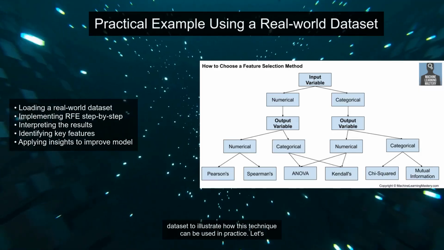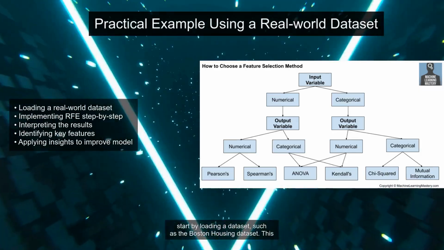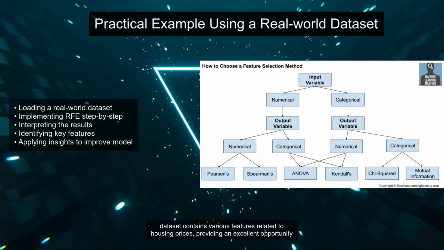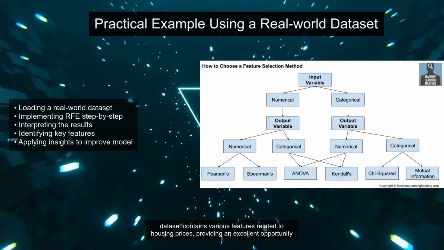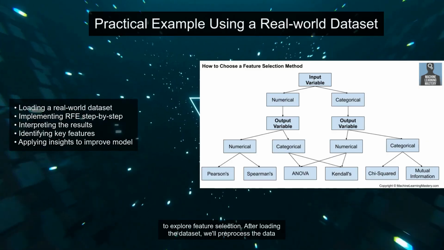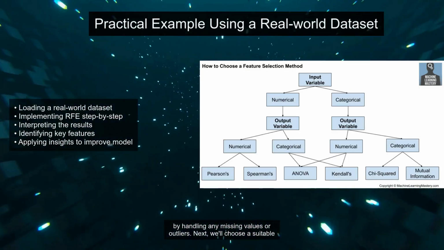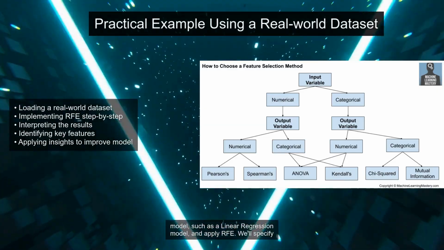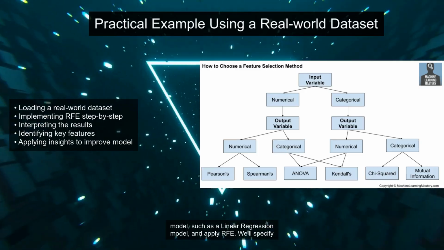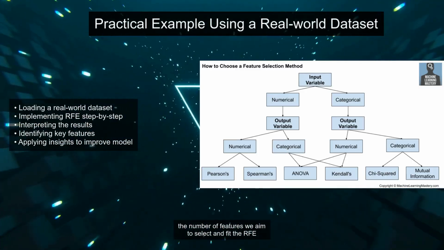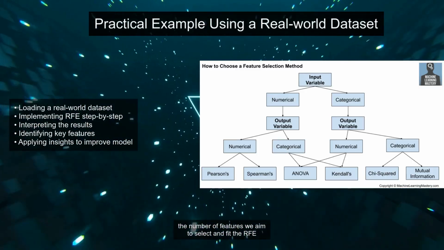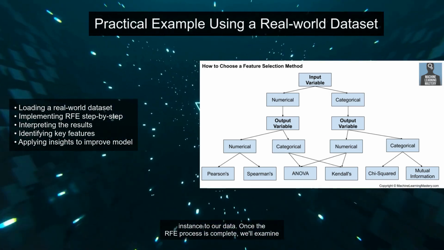In this section, we will apply recursive feature elimination to a real-world dataset to illustrate how this technique can be used in practice. Let's start by loading a dataset, such as the Boston housing dataset. This dataset contains various features related to housing prices, providing an excellent opportunity to explore feature selection. After loading the dataset, we'll pre-process the data by handling any missing values or outliers. Next, we'll choose a suitable model, such as a linear regression model, and apply RFE. We'll specify the number of features we aim to select and fit the RFE instance to our data.